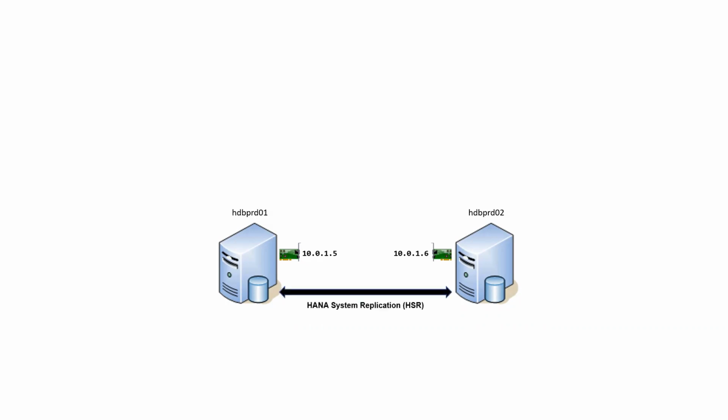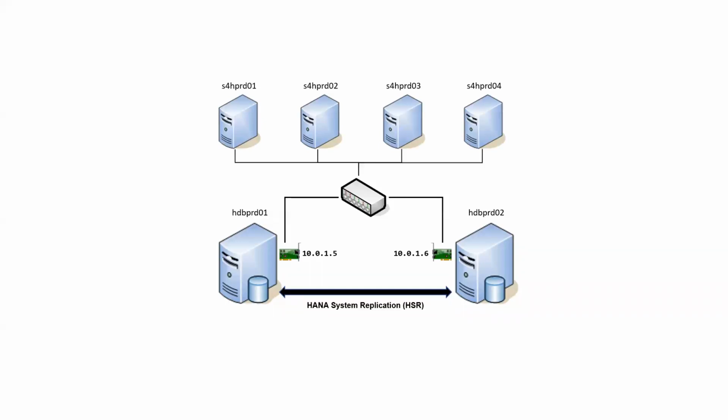Second, we have configured HSR, HANA system replication, on both of these nodes, and data is being replicated from the primary to secondary. So this is the execution scenario. These servers are connected to a switch. Now we have the application servers, for example PRD01, PRD02, PRD03, and 04. These are the four application servers, and they connect through the switch to your database servers, the backend database, for getting the data from the database.